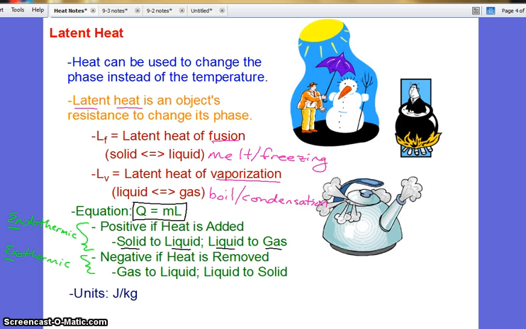The units we had seen before are joules per kilogram. So again, it's telling us how many joules of heat are necessary to change 1 kilogram of a substance.